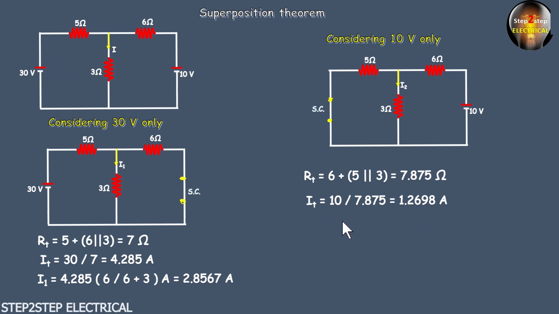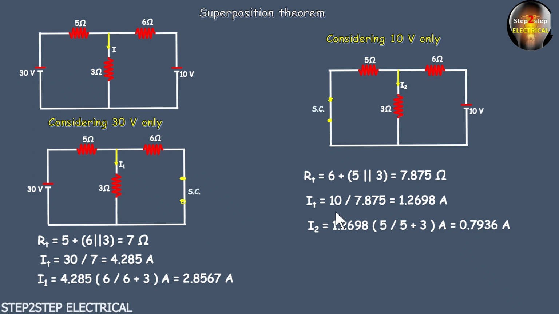After getting this total current, we will apply the CDR, that is current division rule, and obtain the current passing through this 3 ohm resistor, that is I2. So I2 is just 1.2698, the total current, into, we are finding the current for how much? For 3 ohm, the current passing through this 3 ohm. That's why in the numerator we will write 5. Both are in parallel, try to understand. So 5 by 5 plus 3, it is going to be 0.7936 ampere.